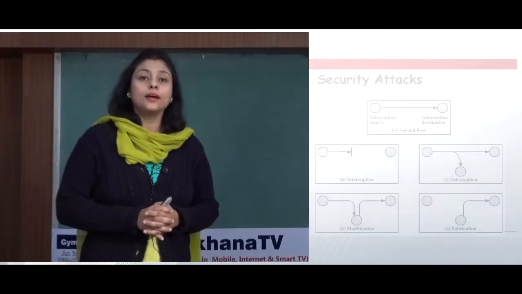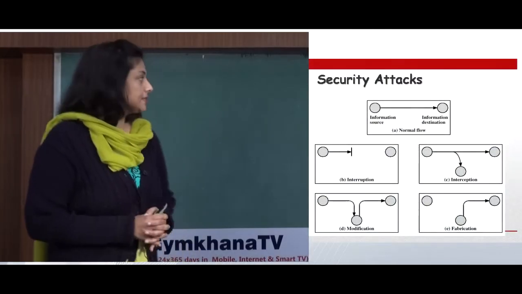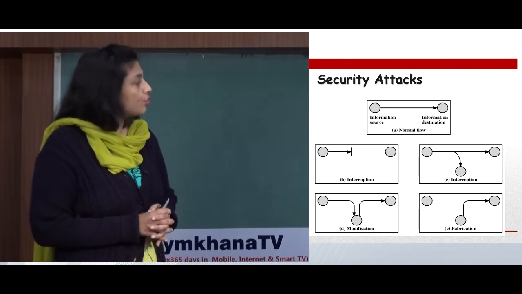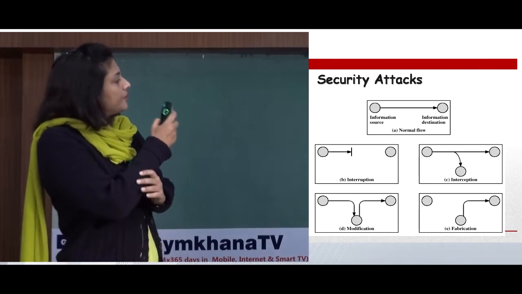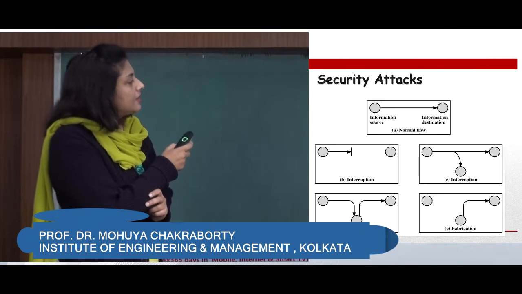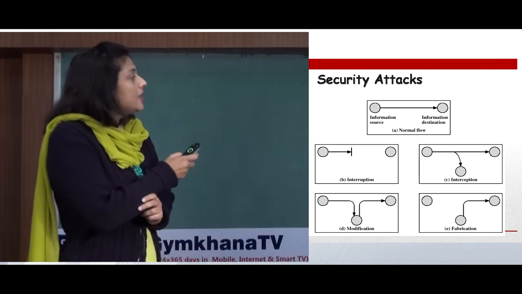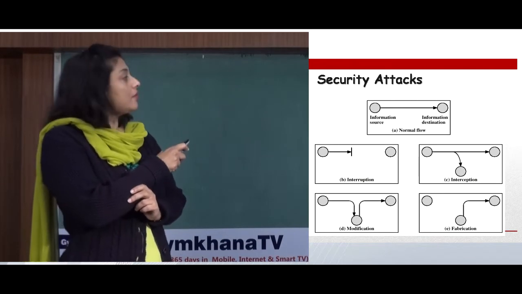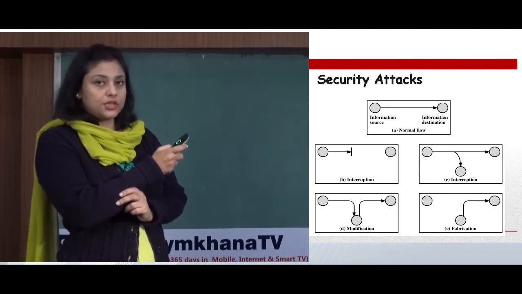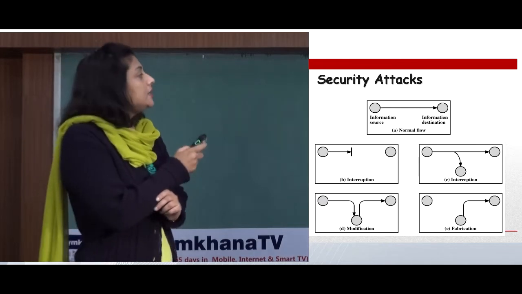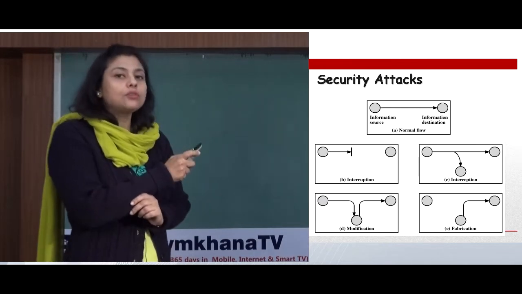Now let us look at the various forms of attacks. We can see in the picture there are 5 diagrams shown over here. In diagram A, we are showing the normal information flow where the information source is on one side and information destination is on the other side, and in between there is a channel through which the information passes without any attack.